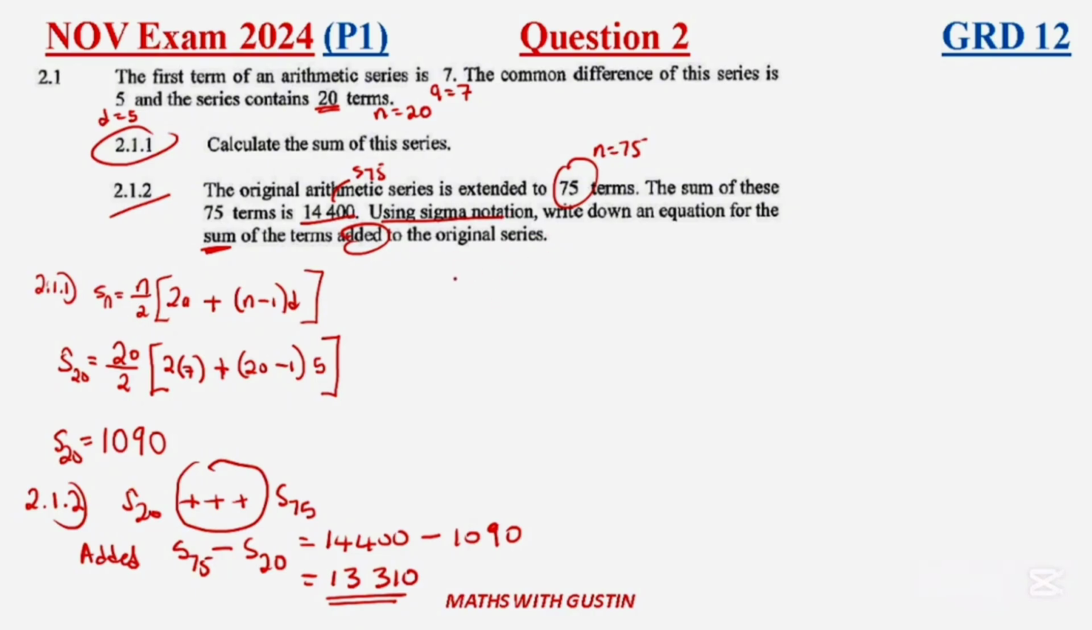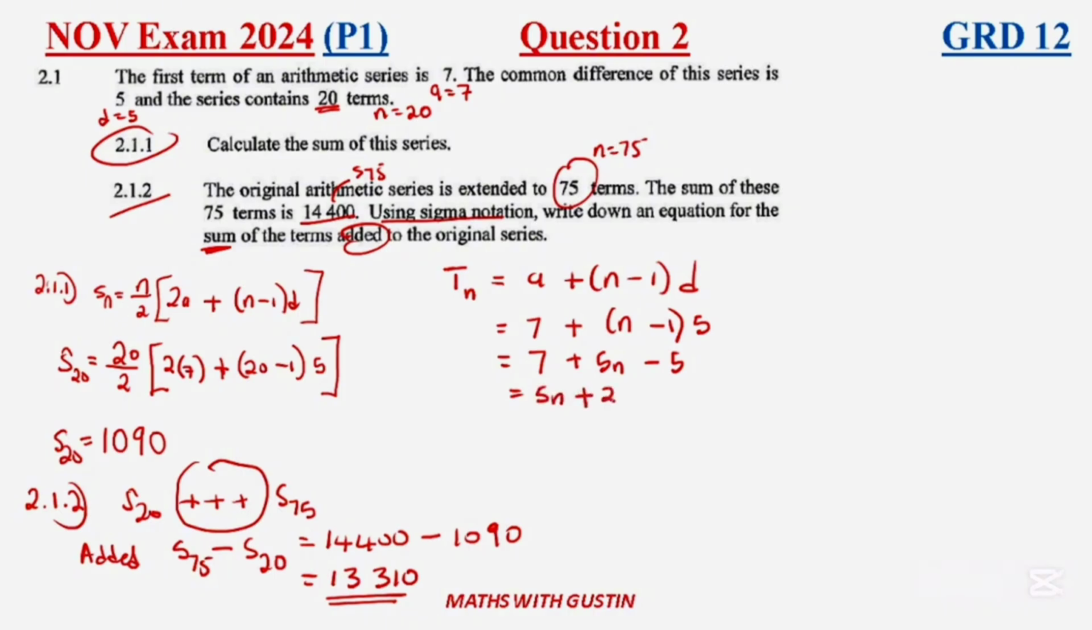Remember, this is an arithmetic sequence, so we're going to use Tn is equal to a plus (n minus 1) d. The first term is 7 plus n minus 1. Here we're looking for the nth term, which is the general formula, and the difference between the terms is 5. So you can simplify this: 7 plus 5n minus 5, which gives us 5n plus 2. So this should be our Tn.